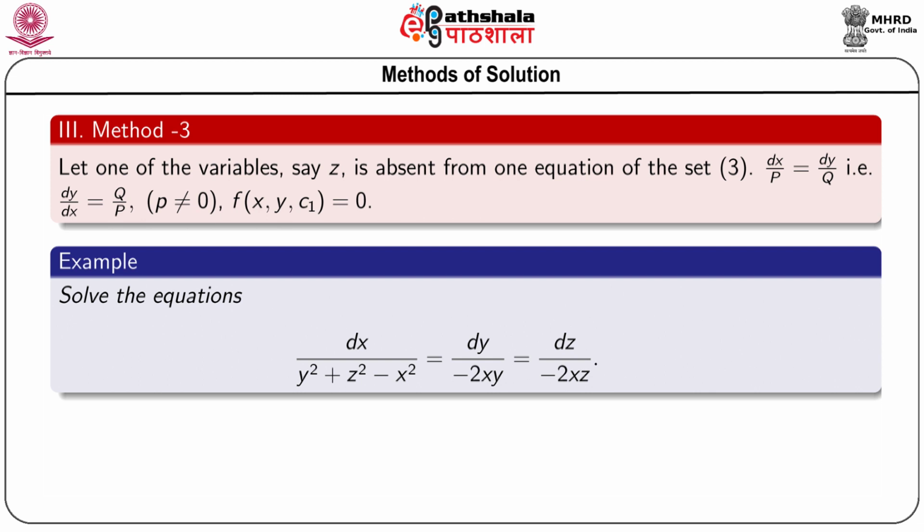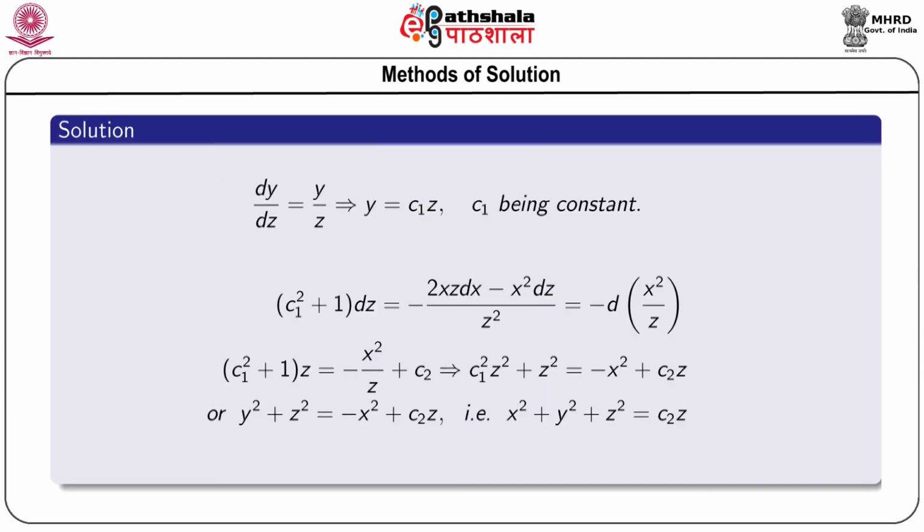Now, we will explain that method taking this example. We have to find the integral of this equation. If you see this equation, you can see that if we take the second and third one, we can eliminate the function x from these two equations. If we eliminate x from the second and third equation, that will give the equation dy by dz equals y by z, or in other words we can find the solution as y equals c1 z, where c1 is the integrating constant.